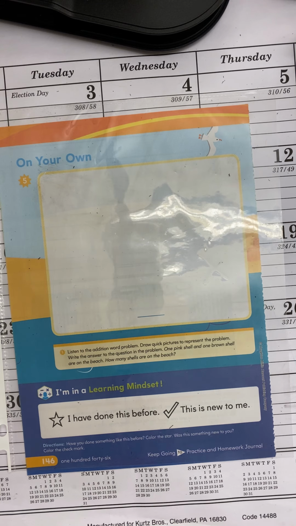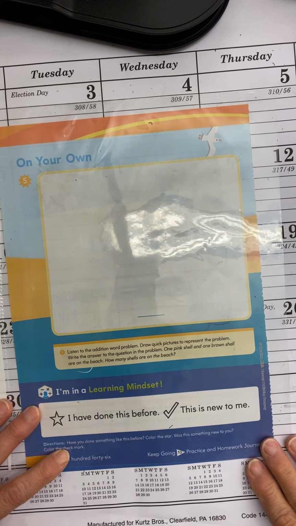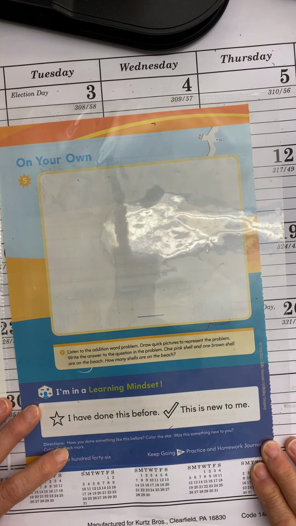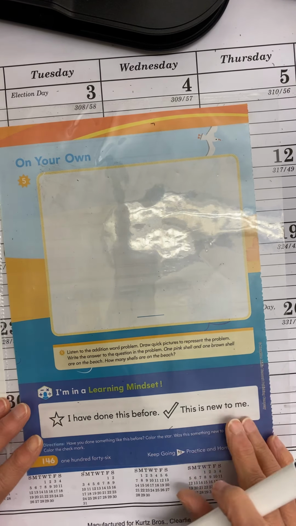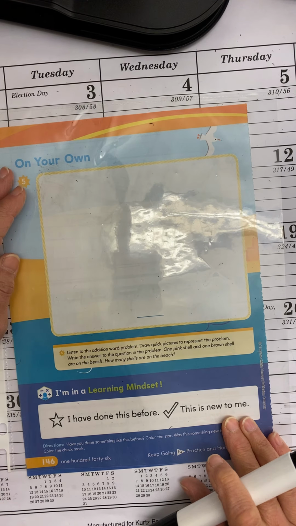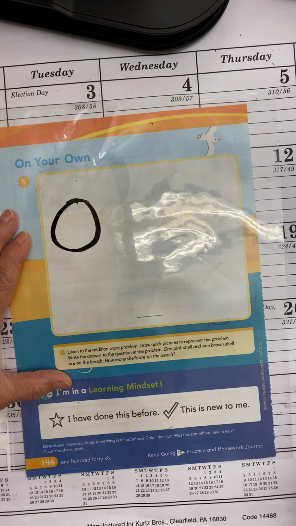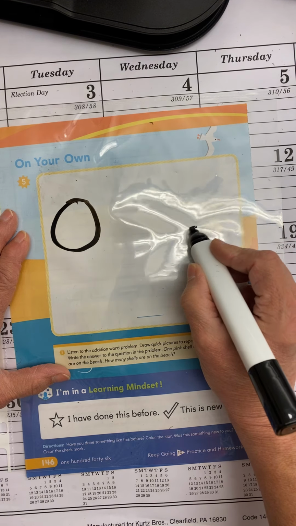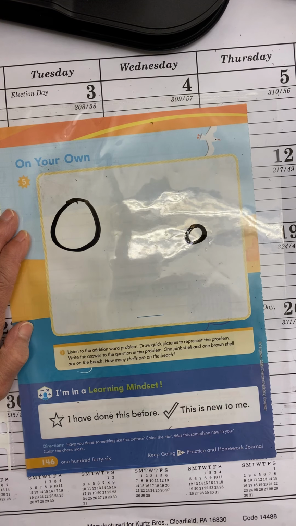All right, so here's our story. We have to listen. This is a mystery because there's nothing here. So we have to listen to figure it out. There's 1 pink shell and 1 brown shell on the beach. So let's draw 1 pink one. If you have a pink crayon, use your pink crayon. And 1 brown shell. If you have brown, use brown. I'm just going to make mine big and small. How many shells are on the beach?